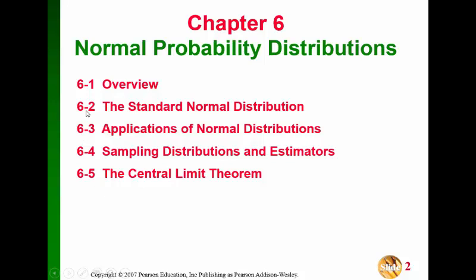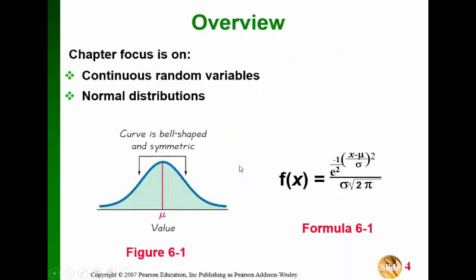So in this case, we're really going to be focusing on 4 sections. First section I don't count because it's just an overview. So really the standard normal distribution and the normal distribution, and then the sampling distributions and the central limit theorem. And hopefully we can finish that in 45 minutes. So, overview.